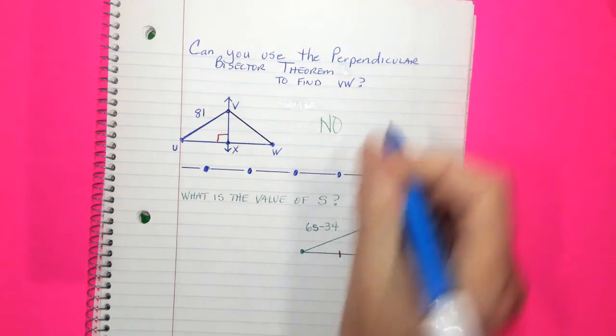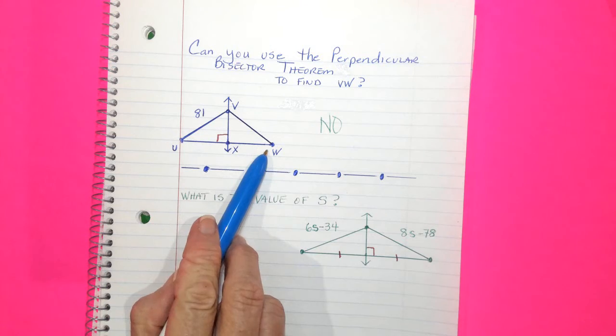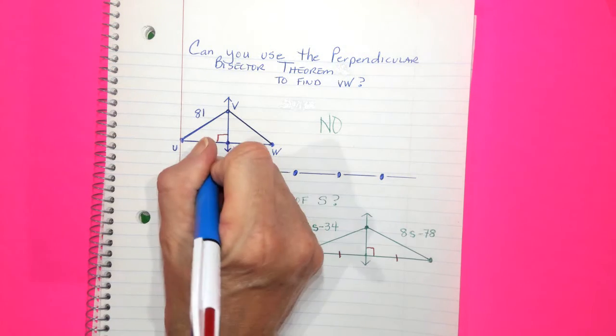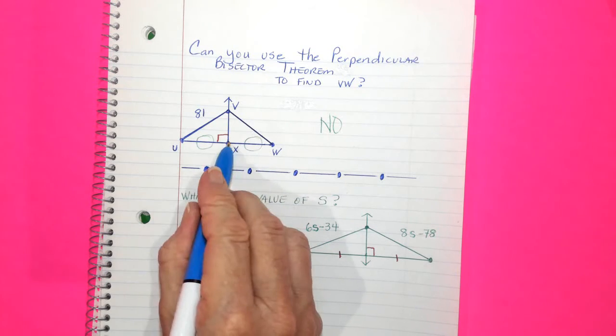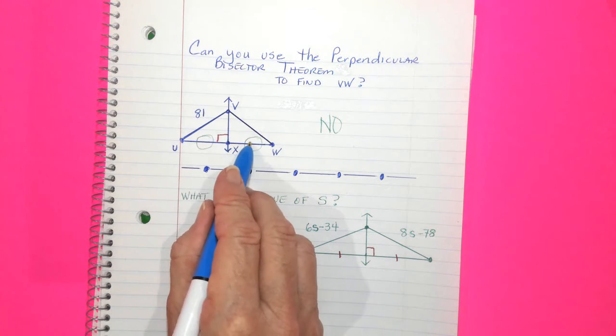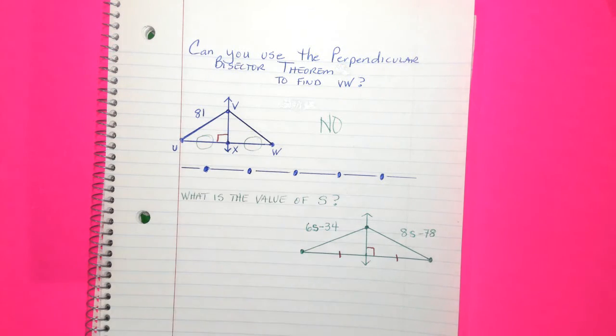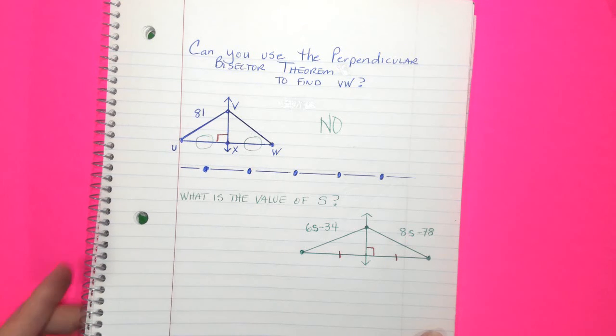We cannot predict the length of VW because if we could, we'd have to know something about these two segments on either side of X. We'd need congruency marks or we would need lengths written in there. So the answer is no in that scenario. Turn off your camera or your video. Think about it for a minute and you can ask questions if that does not make sense.